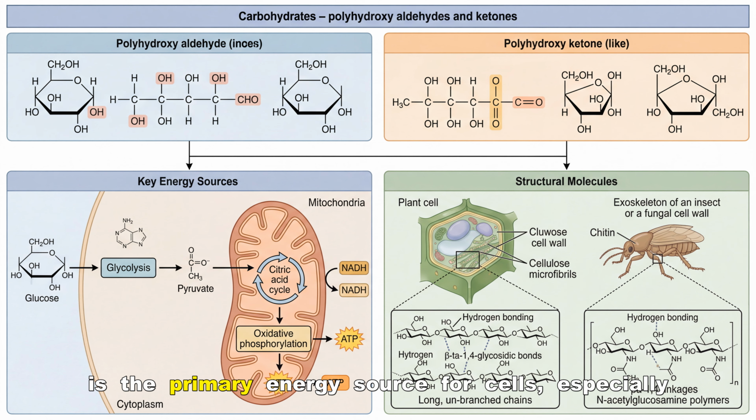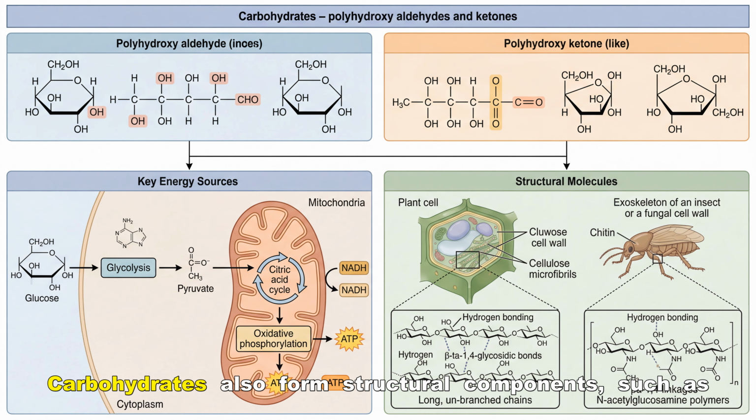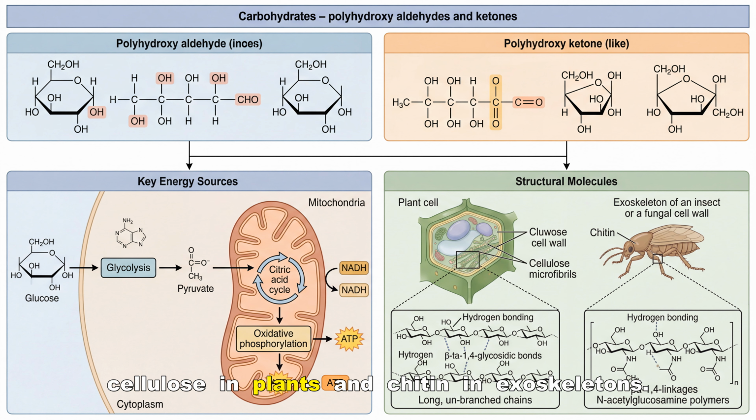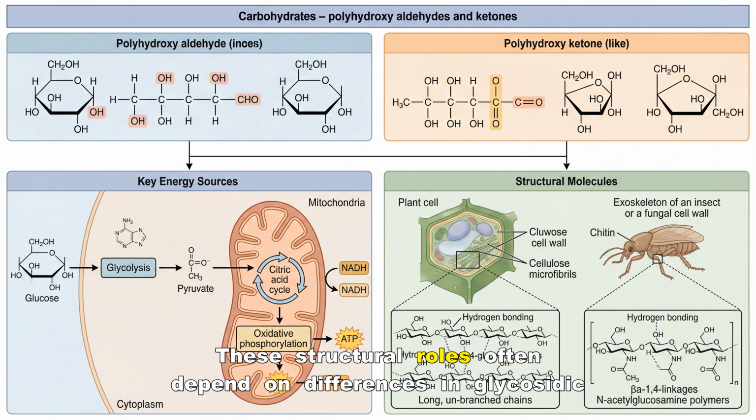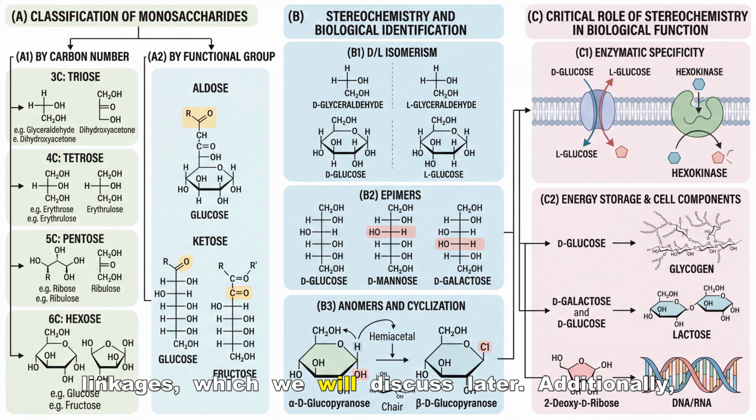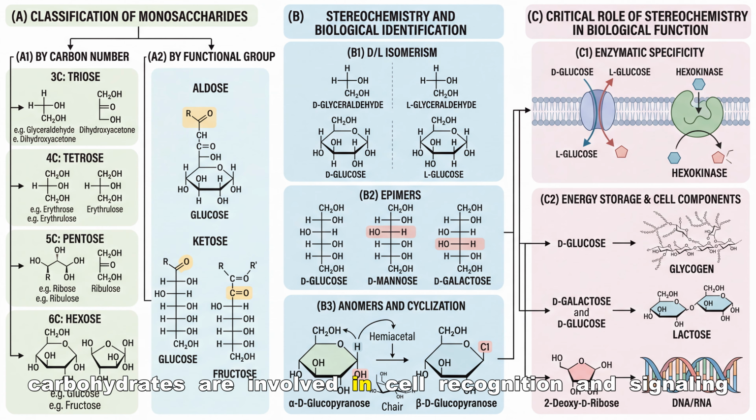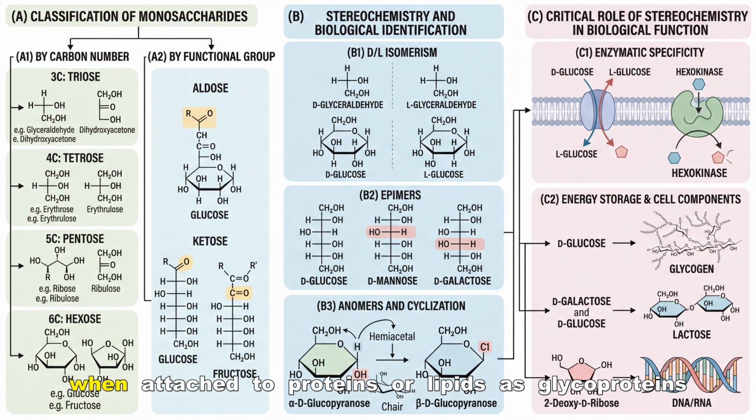Glucose is the primary energy source for cells, especially in tissues like the brain and red blood cells. Carbohydrates also form structural components, such as cellulose in plants and chitin in exoskeletons. These structural roles often depend on differences in glycosidic linkages, which we will discuss later. Additionally, carbohydrates are involved in cell recognition and signaling when attached to proteins or lipids as glycoproteins and glycolipids.